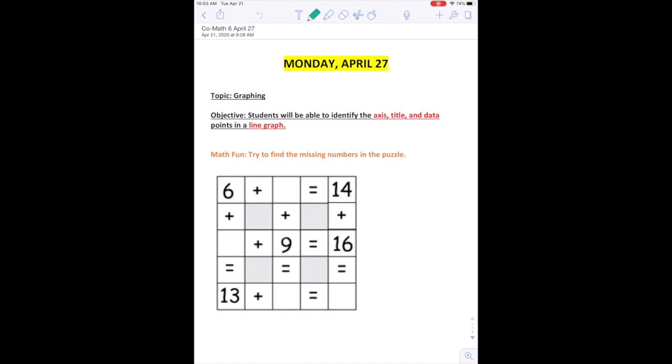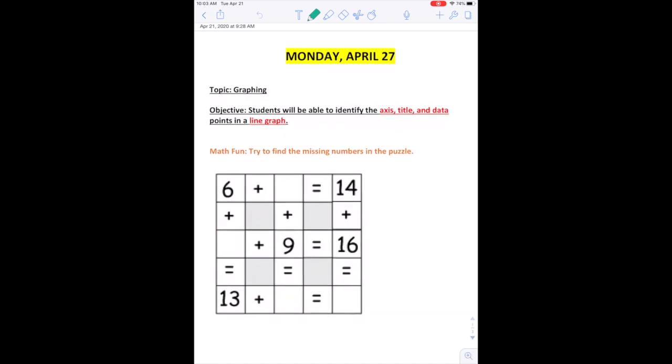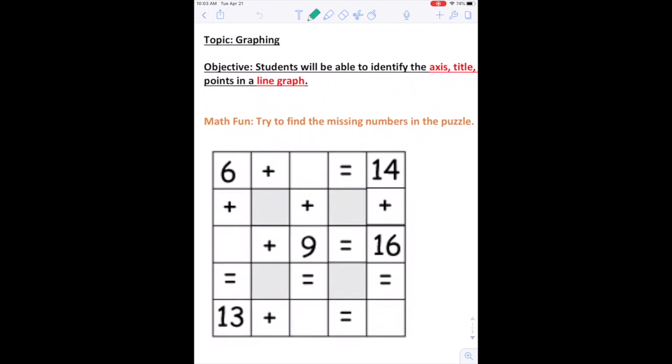So today what we're going to focus on is being able to identify the axis, title, and data points in a line graph. So the first part here is just a fun math puzzle that you could do on your own. Not required, but just something if you want to try it out and find the missing numbers.